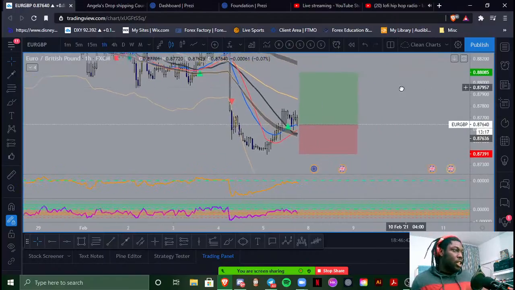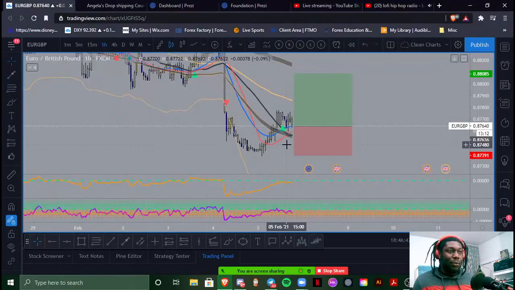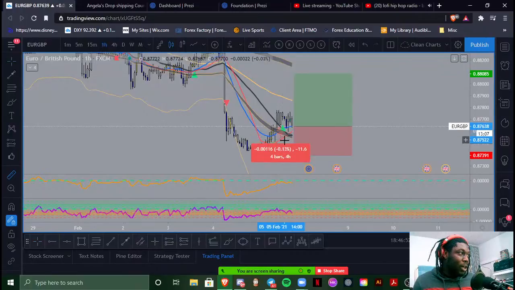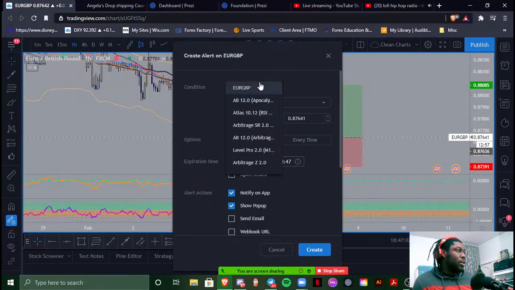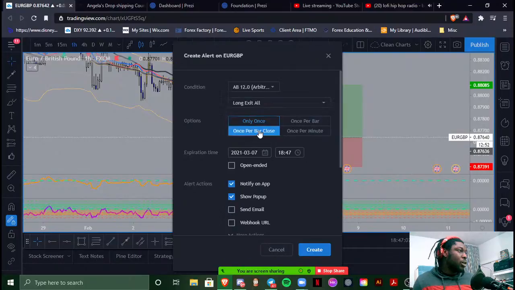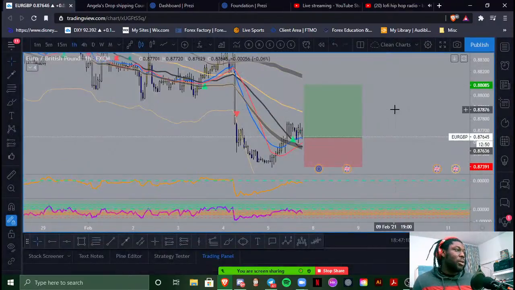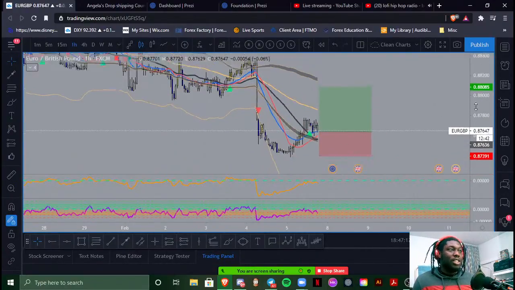But the thing about EG right here, if this gives me an exit, then I'm probably going to get out like around 0.7480. So instead of risking 24 pips, if it breaks these lows right here, I would probably risk about 15 to 20 pips. So, you know, that's just how I roll with arbitrage, but you guys know how that goes. So there, long exit all, once per bar close. And we're solid. So yeah, I'm taking this trade up to 0.88085, and let's see how EG plays out.